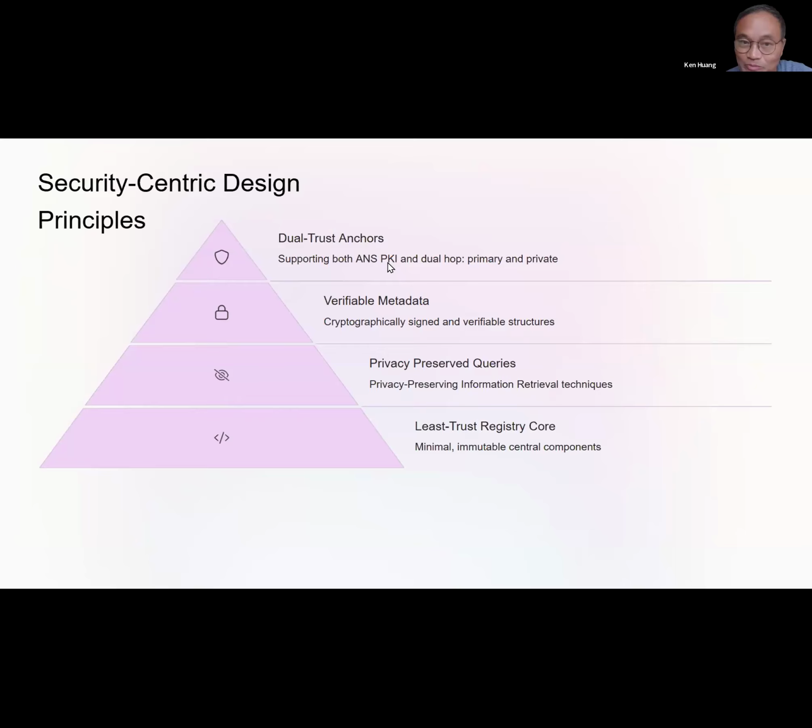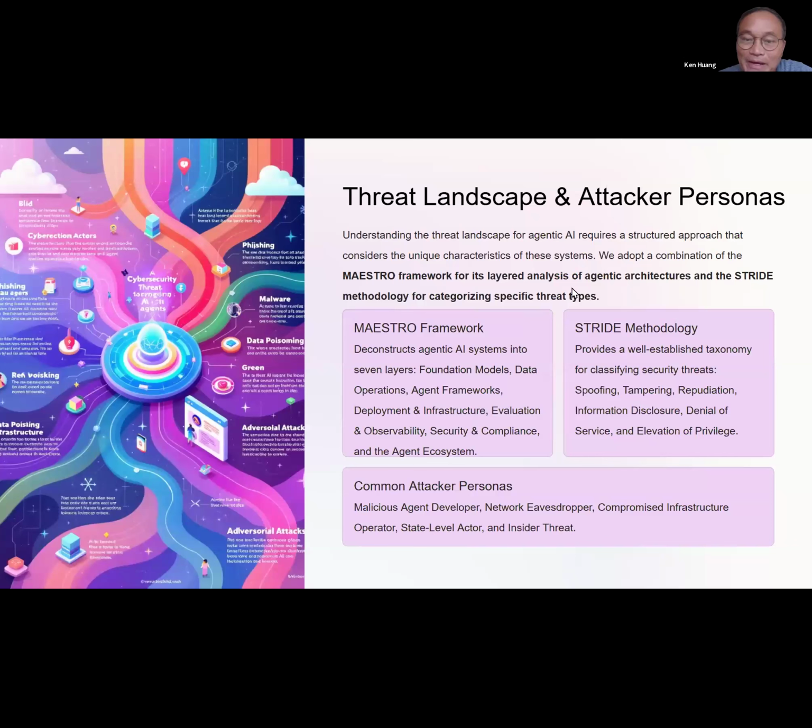The PKI could be a decentralized PKI, right? There's a lot of open source providers for decentralized PKI, or you can centralize CA, or you have federated. So this builds a kind of security foundation for NANDA using the ANS idea.